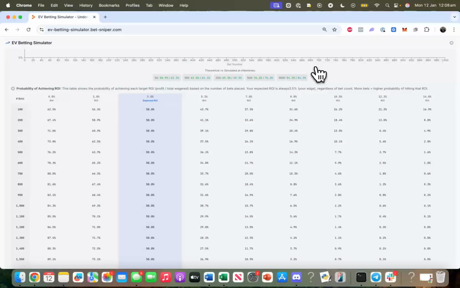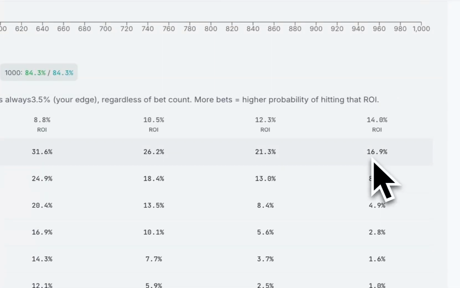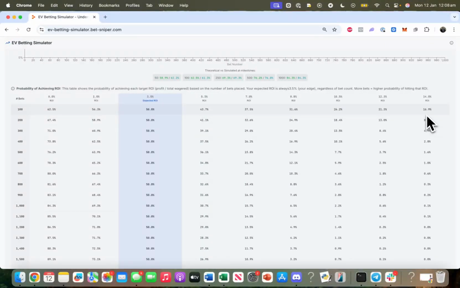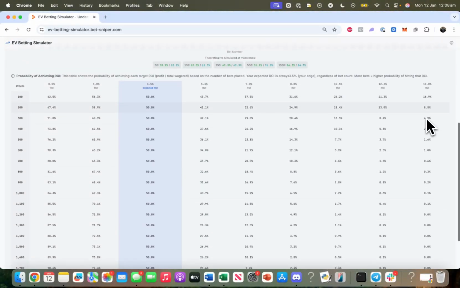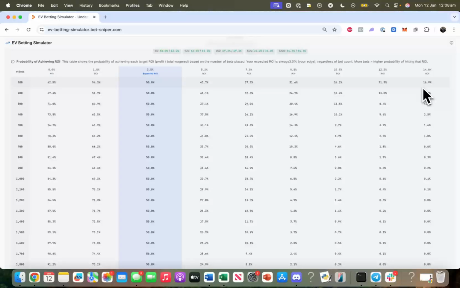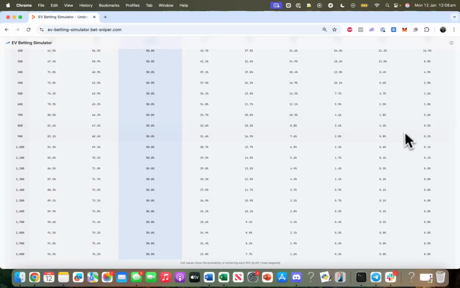For instance, after 100 bets, there's a 16.9% chance you have a 14% ROI, even though our expected is only 3.5. But as you place more bets, the chance of this overperformance starts to converge to the expectation. And after 2,000 bets, there's almost a 0% chance you will have that sort of overperformance.